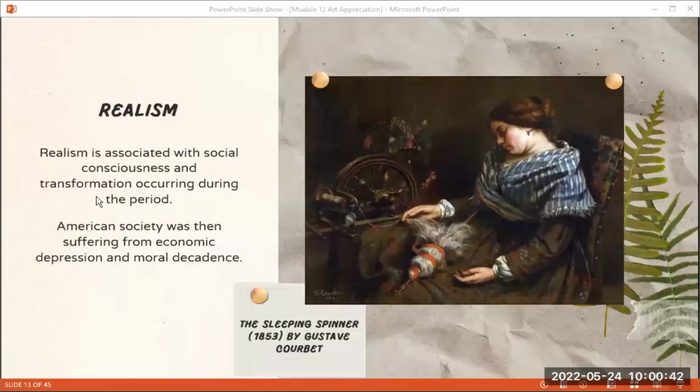Now, realism is also associated with social consciousness and transformation occurring during the period. The American society was then suffering from economic depression and moral decadence. The economic depression of the United States actually happened right after World War I, so that is around 1919 to 1920. In this picture, it was created by Gustave Courbet, and the title is The Sleeping Spinner. That is dated 1853.